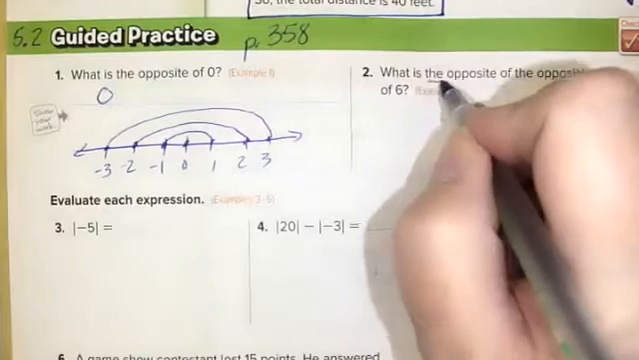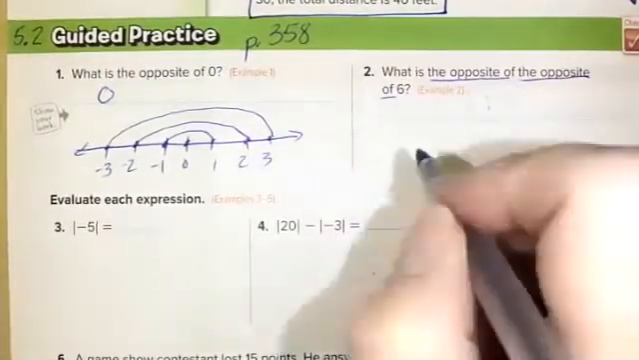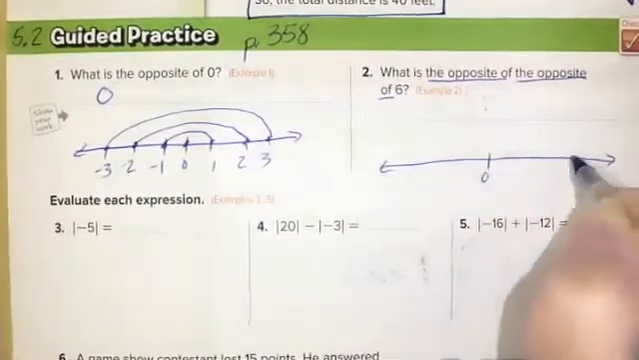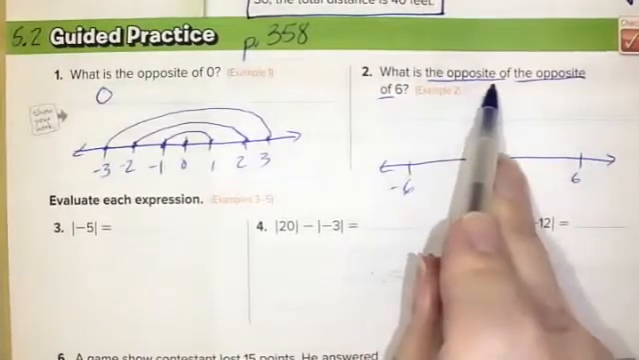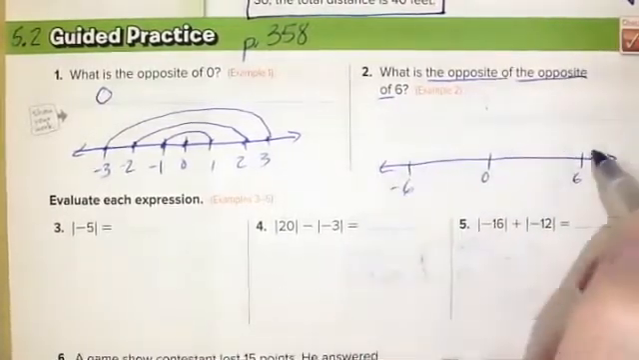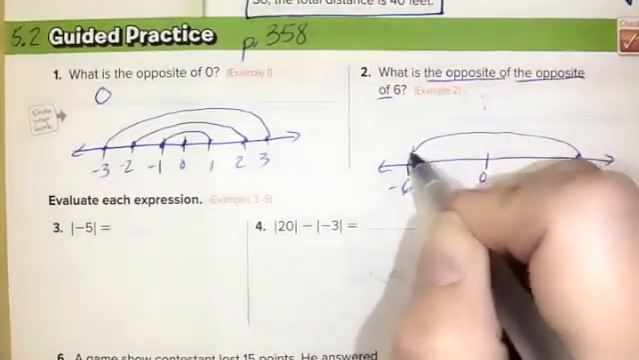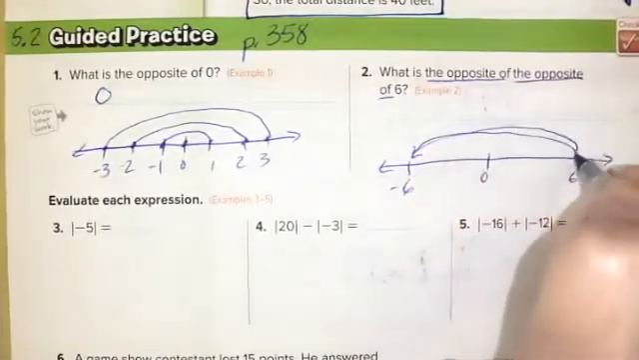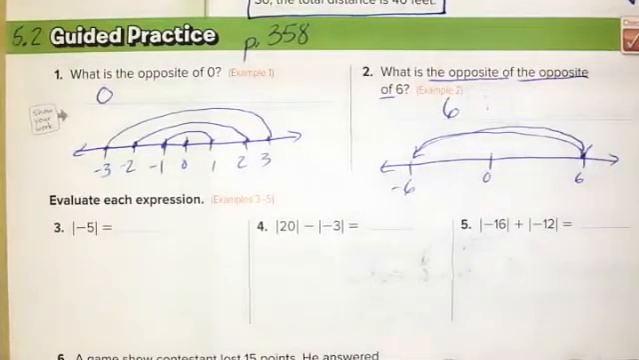This asks, what is the opposite of 6? So if you think of 6, here's your number line, here's 6, here's -6. The opposite of 6 is -6. And the opposite of that is right back to where we started, +6. So when we have an opposite of an opposite, we are right where we started.